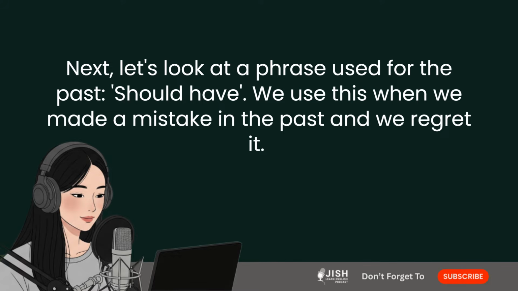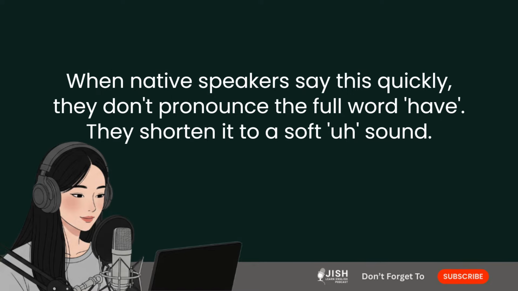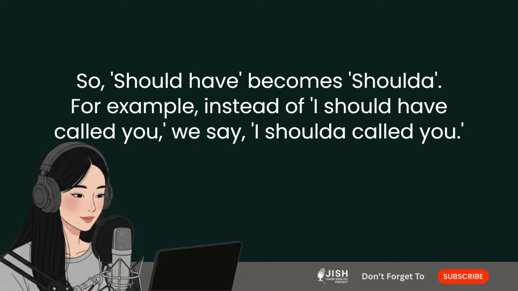Next, let's look at a phrase used for the past, should have. We use this when we made a mistake in the past and we regret it. When native speakers say this quickly, they don't pronounce the full word, have. They shorten it to a soft sound. So should have becomes shoulda. For example, instead of I should have called you, we say I shoulda called you.